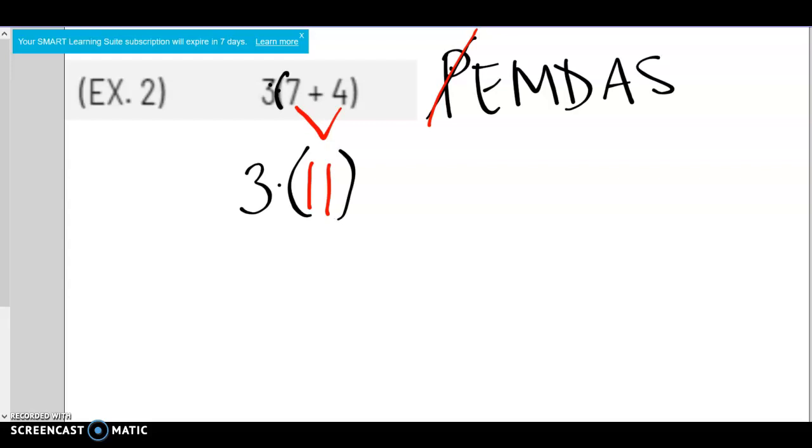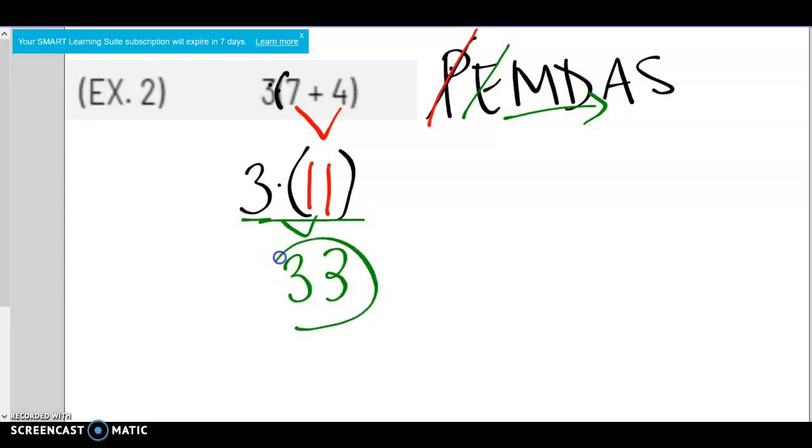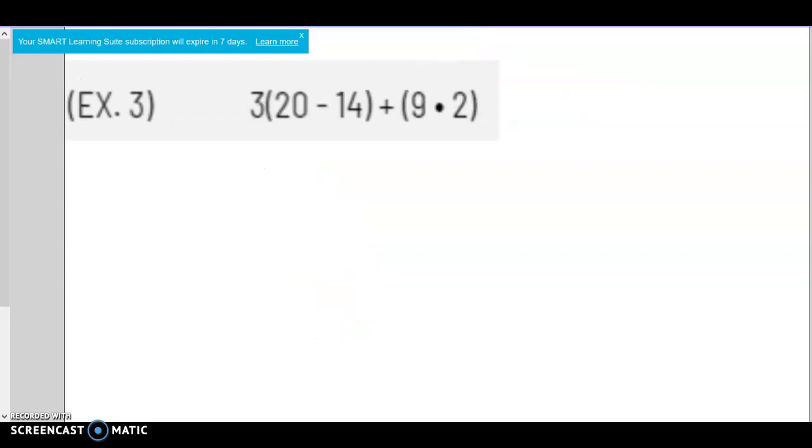So next we check to see if we have any exponents. There are no exponents. Then multiplication or division we do. We're multiplying 3 times 11. Remember, it's from left to right. And we get 33. And there's nothing else to do. Let's go on to example number 3.